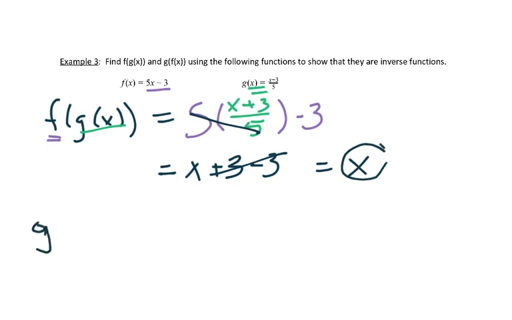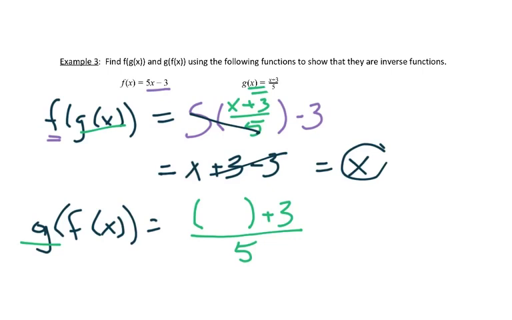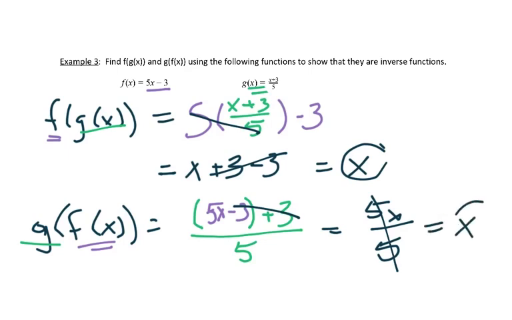So we'll try it the other way. It is possible for it to work one way, but not the other way, so you do have to try them both. We'll start with g, so we'll put parentheses plus 3 all over 5. Inside those parentheses, we'll put 5x minus 3. Those parentheses aren't doing anything, so we just have minus 3 plus 3 cancels out with 5x over 5. The 5's cancel out and leave us with x. So because they both equal x, the answer is yes.